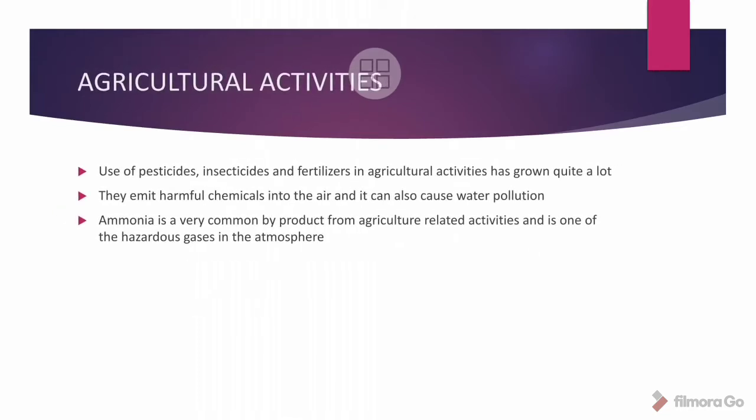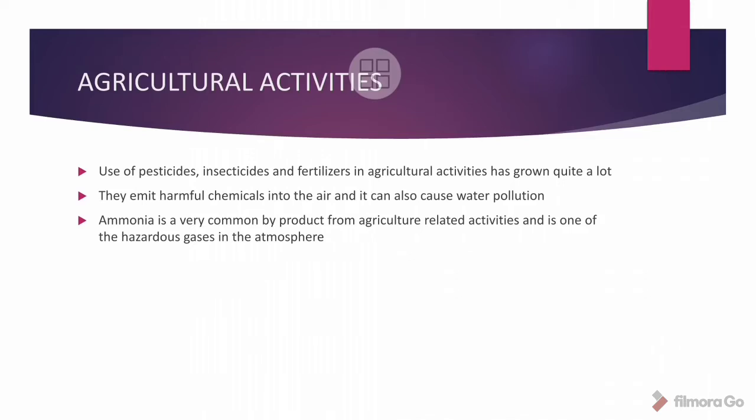So the next one is the agricultural activities. Use of pesticides, insecticides, and fertilizers in agricultural activities has grown quite fast. They emit harmful chemicals into the air, and it can also cause water pollution. Ammonia is a very common byproduct from agriculture-related activities and is one of the hazardous gases in the atmosphere.